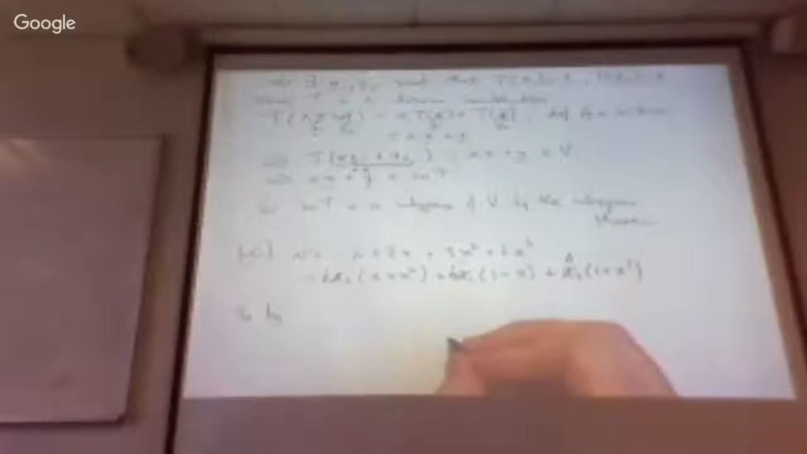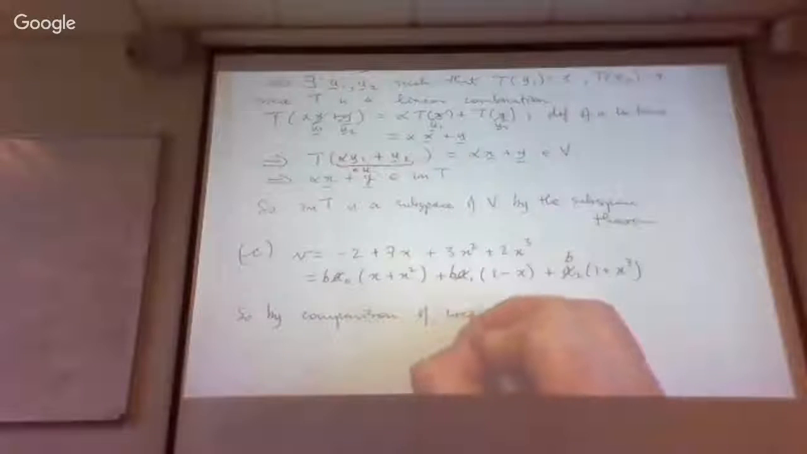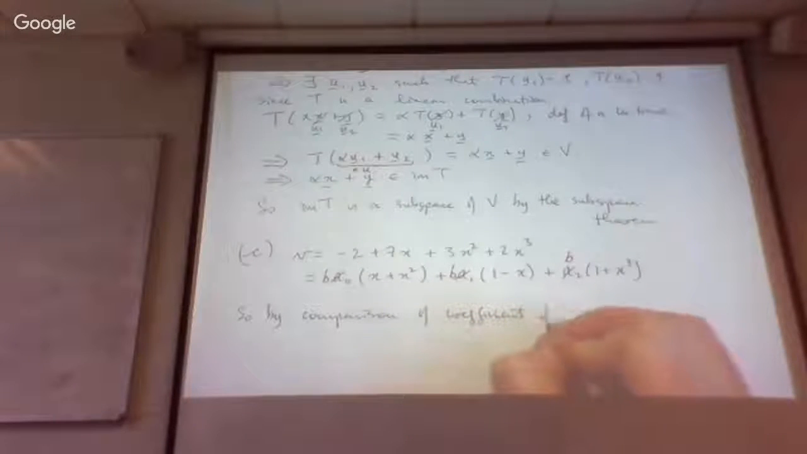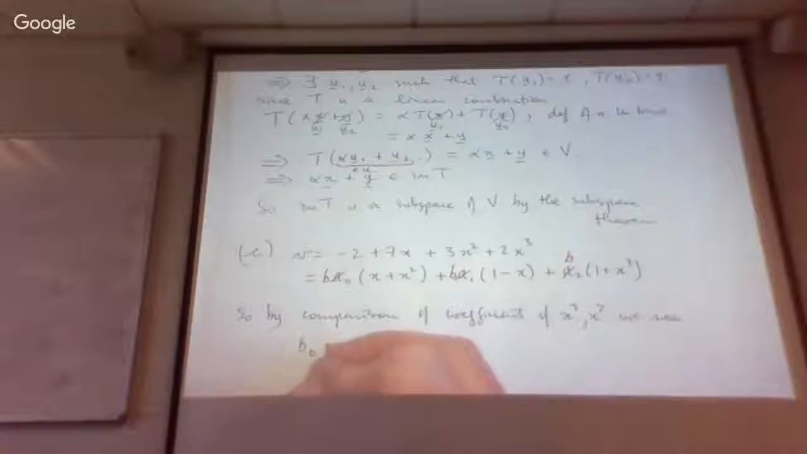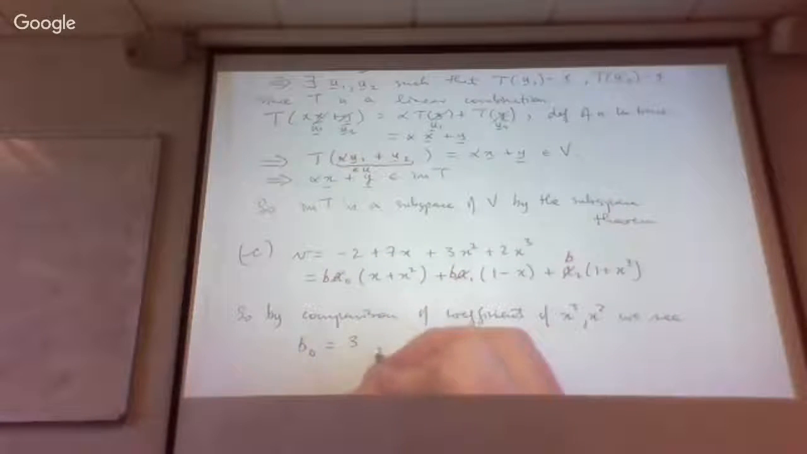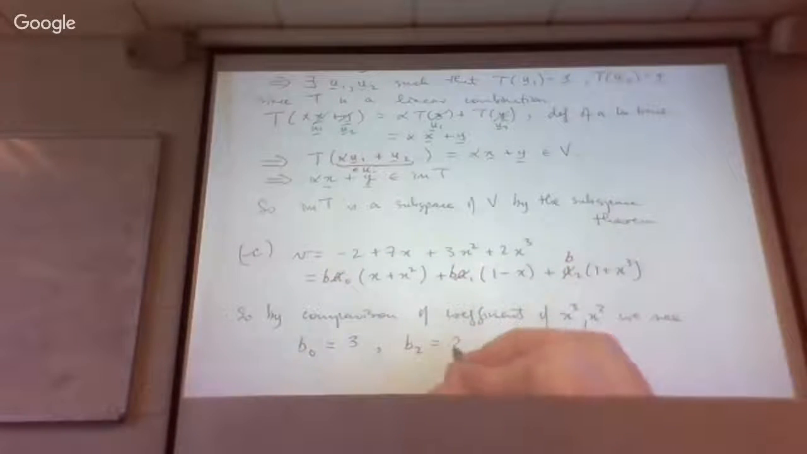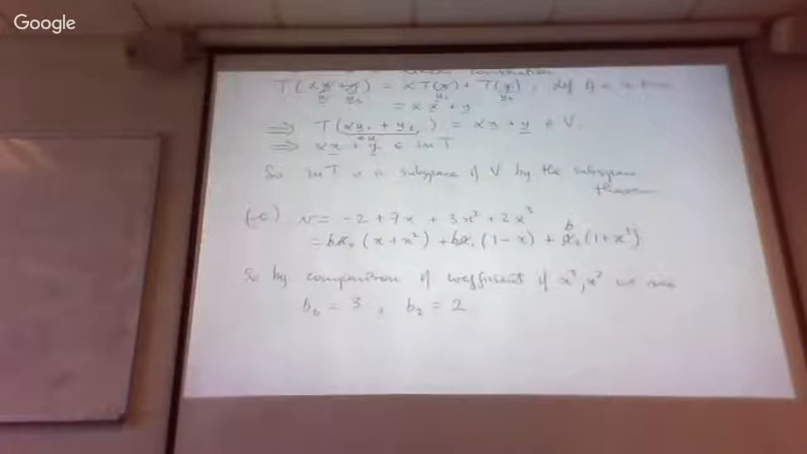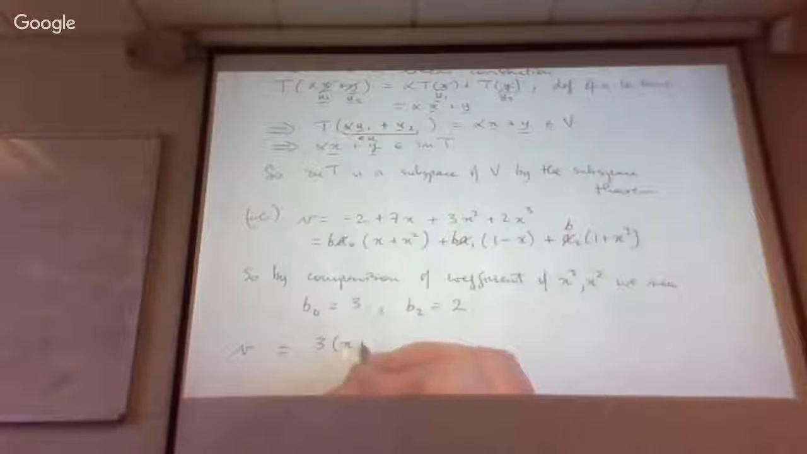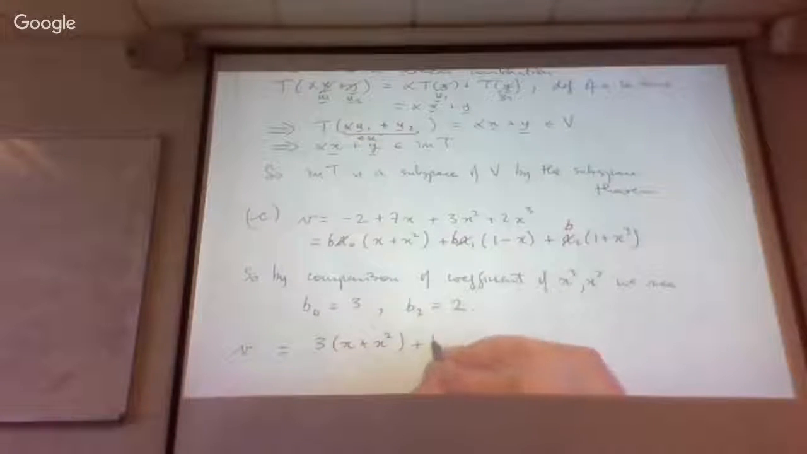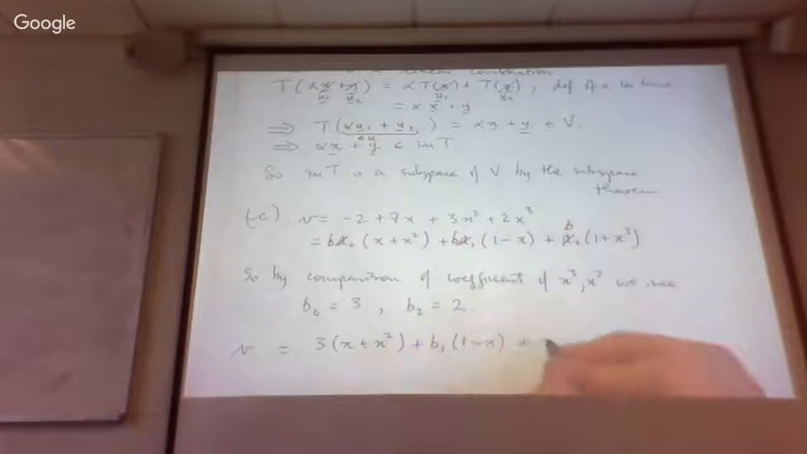So we're about to discover whether my correction to the question is correct. By comparison of the coefficients of x cubed and x squared, we see that b0 has to be 3, b2 has to be 2. So our v is going to be 3 times x plus x squared. b1 we haven't said anything about for the moment. And b2 we've said has to be 2.